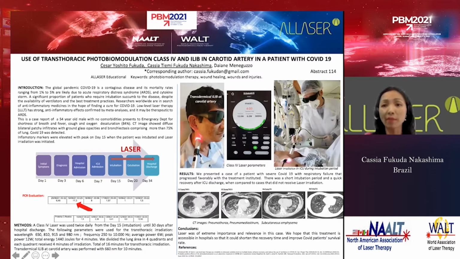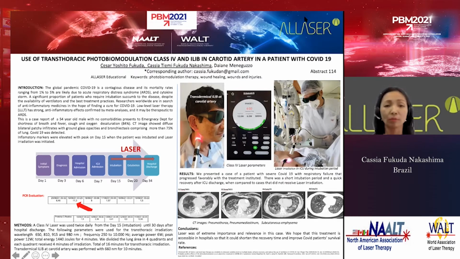And this is a very interesting case about the use of transthoracic photobiomodulation using a class 4 laser and ELIP, a transdermal laser, in the carotid artery in a patient with COVID-19. So we know that COVID-19 is a pandemic situation all over the world. And what we have here is a case report of a 54-year-old man with no comorbidities.